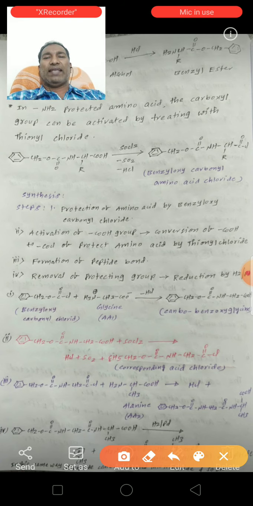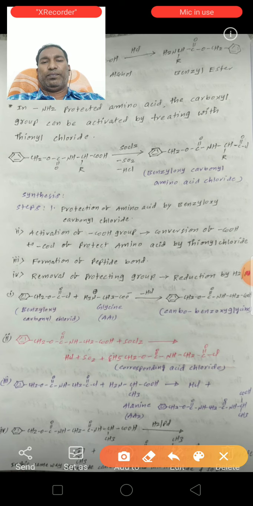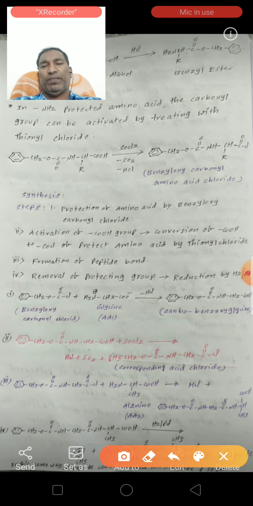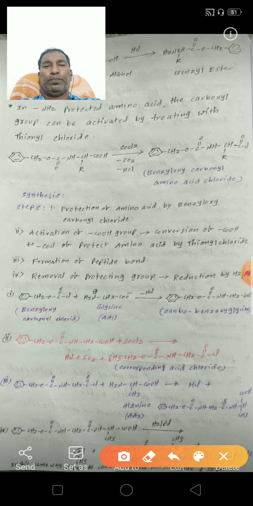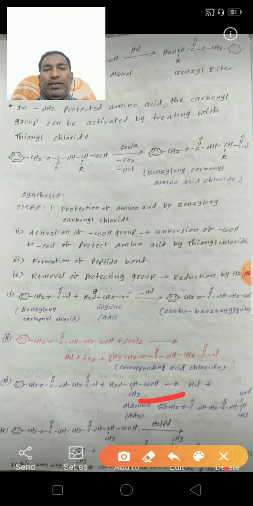So this activated thionyl chloride derivative of protected amino acid reacts with the second mole of amino acids to form a peptide bond. See here, the fourth step is the removal of the protecting group by reduction with hydrogen and palladium.